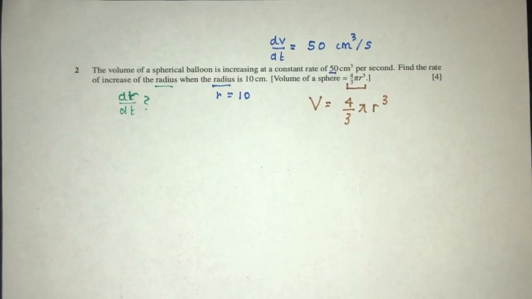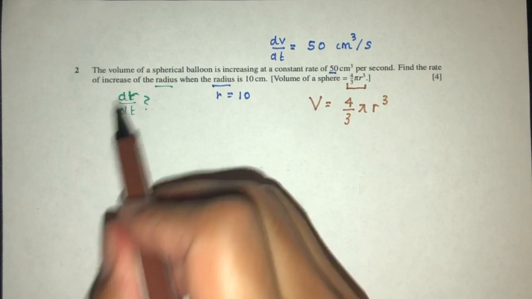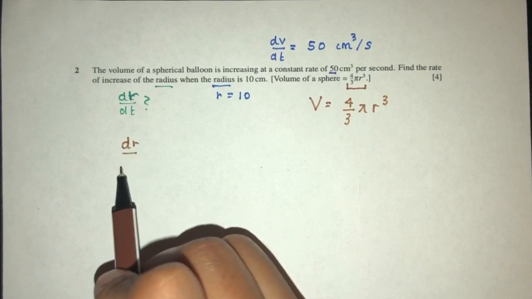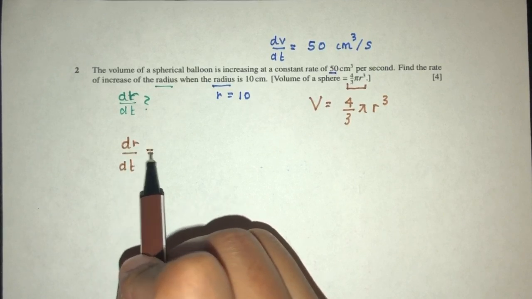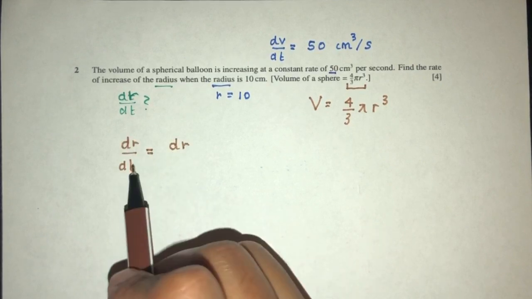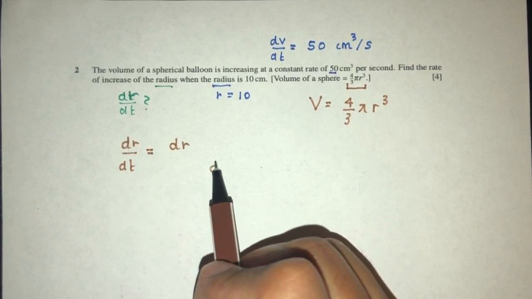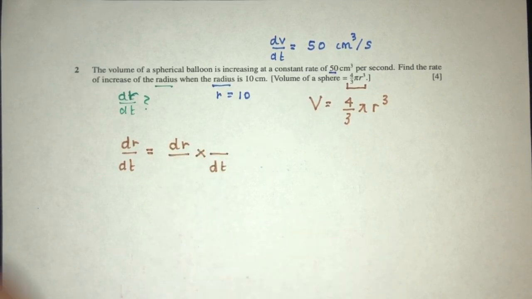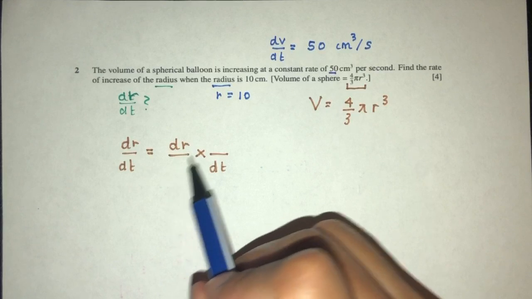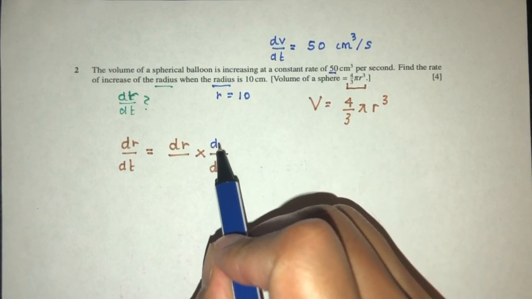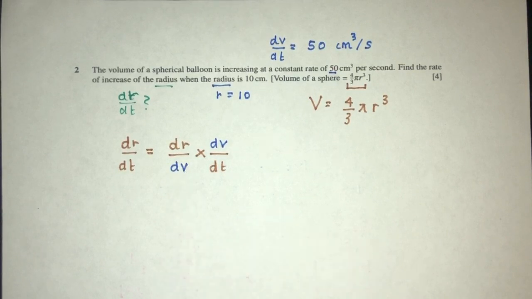Now, what can we see? We want to find dr by dt. So let's form an equation. Here we have dr by dt is equal to what? So here we have dr on top, we write dr on top. Here we have dt at the bottom, we write dt at the bottom. So we have to kind of form an equation. Now, by what are they related? Obviously, the only other option is we have v, so we have to write dv here and dv here.